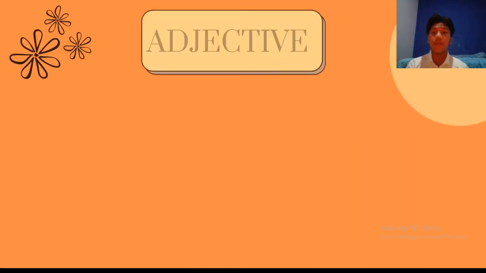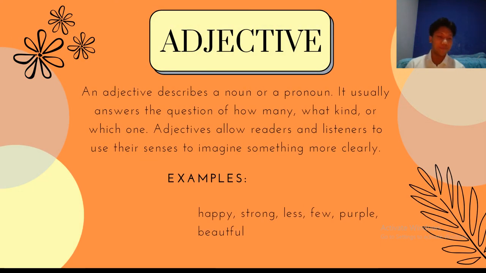Moving on to the next one, which is adjective. An adjective describes a noun or a pronoun. It usually answers the question of how many, what kind, or which one. Adjectives allow readers and listeners to use their senses to imagine something more clearly. And we have the examples: happy, strong, less, few, purple, and beautiful. So sorry, I have a typo for the word beautiful.